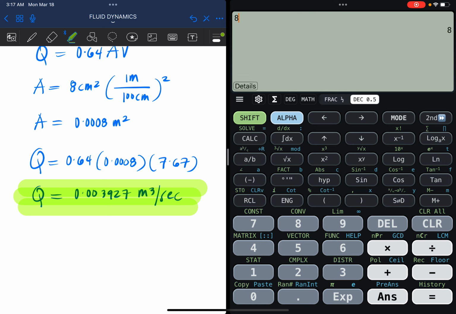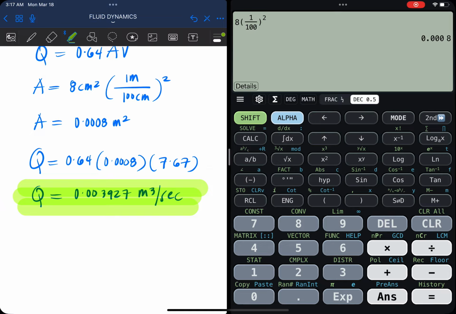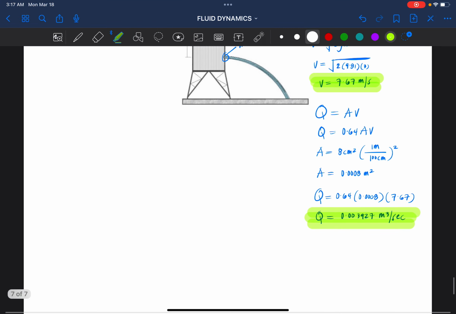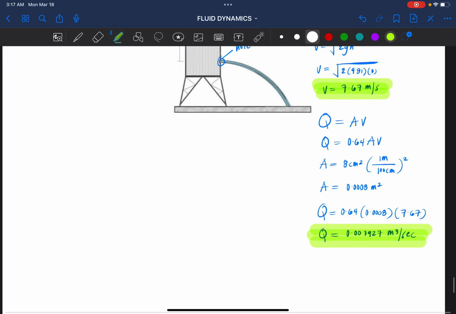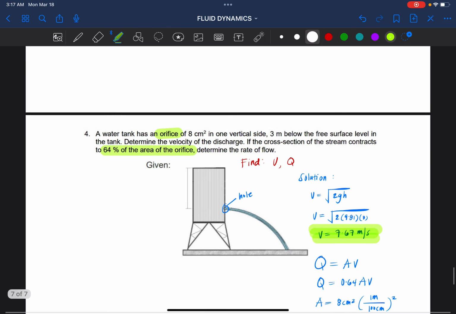Check ko lang ha. 1 over 100 and then square. Tama naman. So, ayan. Yung nasa module nyo, may mali dyan. Ang nakalagay kasi dyan is 0.0064. So, hindi naman yun ang given area. Ang given area natin is 8 cm squared. So, paki-correct na lang. Okay? So, eto yung correct answer. So, ayan. Ganyan lang.